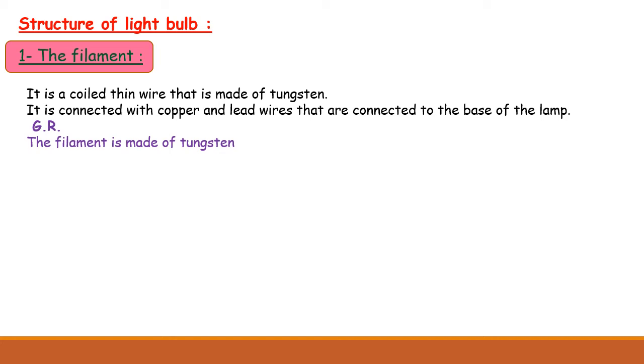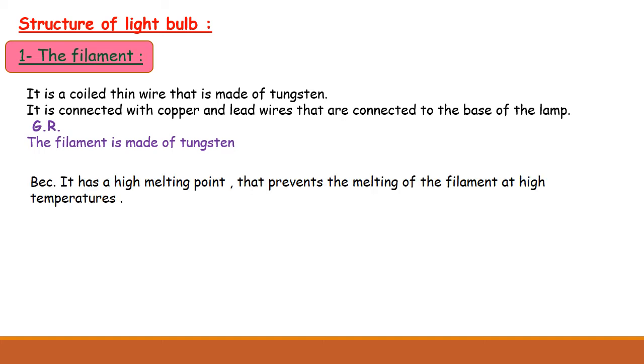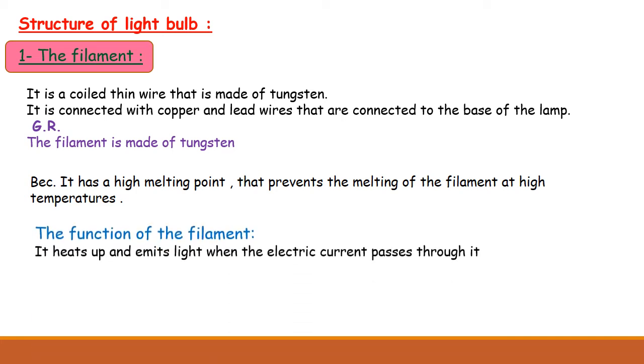Give reason: the filament is made up of tungsten. Why didn't we make it from iron or coal? Because tungsten is a metal that has a high melting point. It will not melt at a very high temperature. So that prevents the melting of the filament at high temperature, as we said.